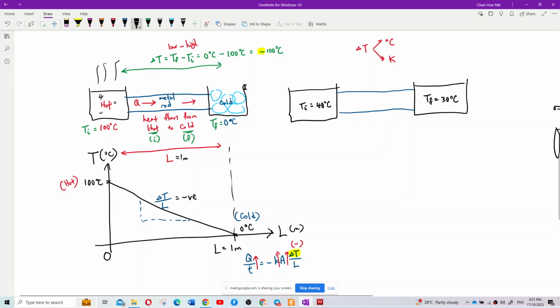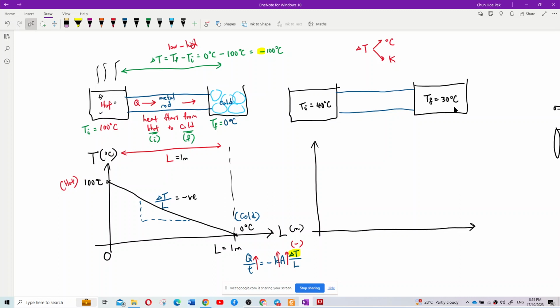Okay, so how about now? This one is from 100 to 0. But how about 40 to 30? How does the temperature gradient look like? More gradient or less gradient compared to 100 to 0? Compare with 40 to 30. Which one do you think has more gradient?